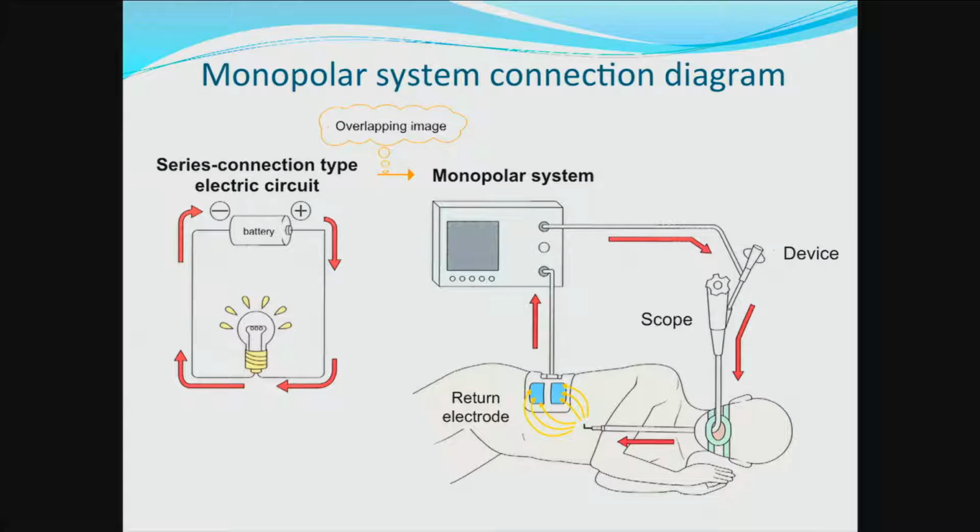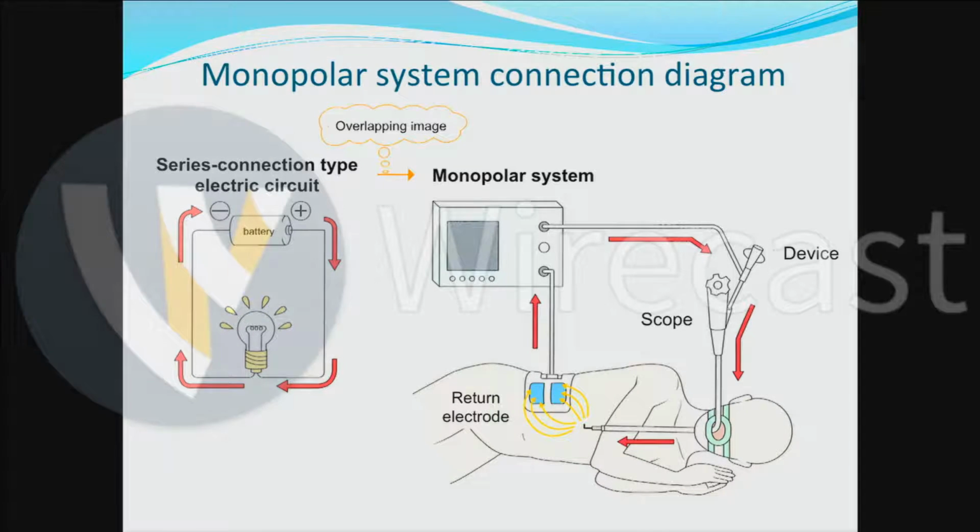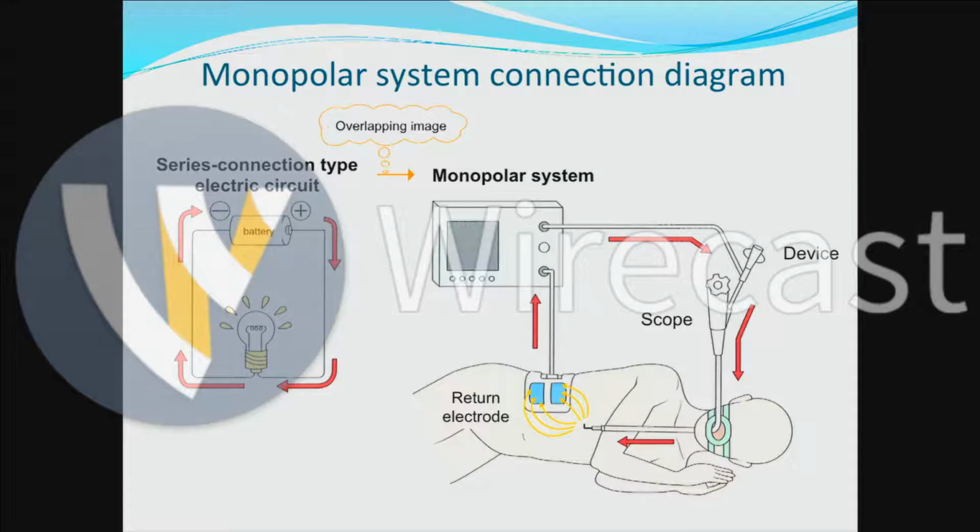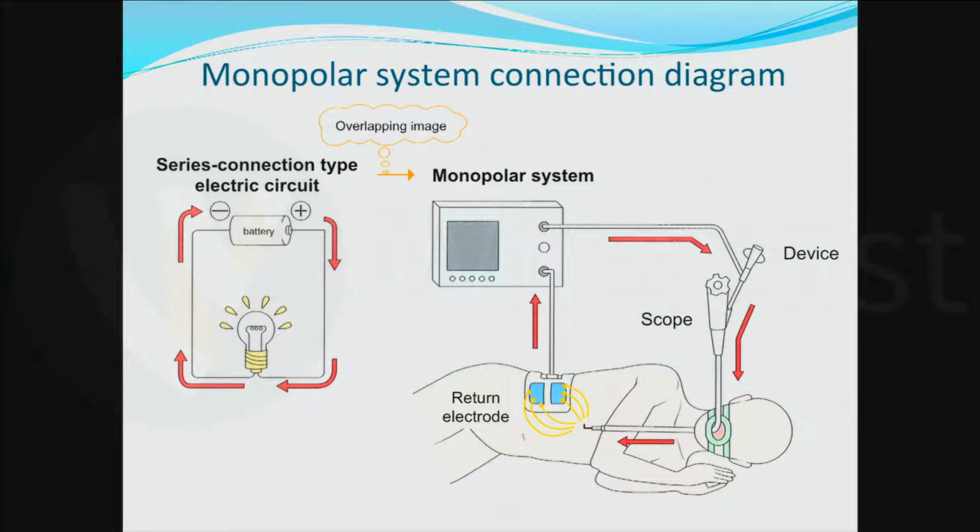Series connection type electric circuit is compared to monopolar system. The electric current flow in the circuit consists of device, human body, and return electrode. The current density increases extremely at the device due to small contact area, but at the return electrode, which collects the current, the density decreases dramatically. This system brings instantaneous incision or coagulation at the device and safe collection of current without heat effect.